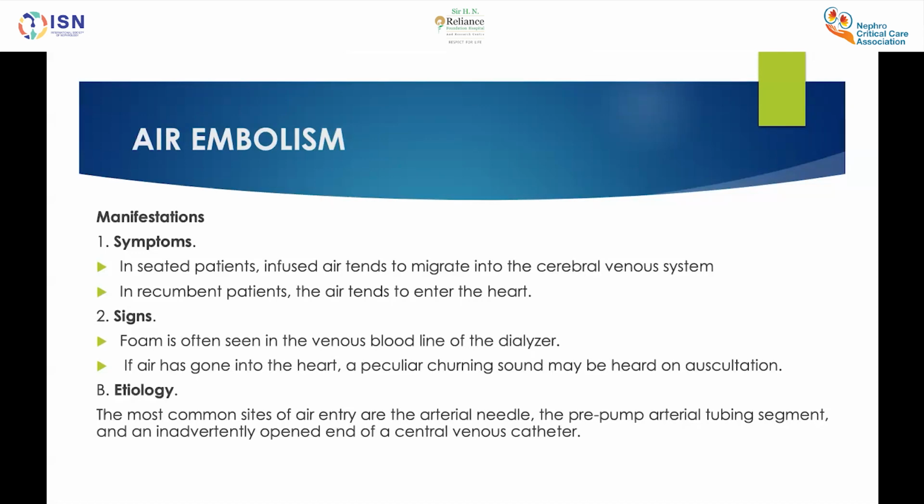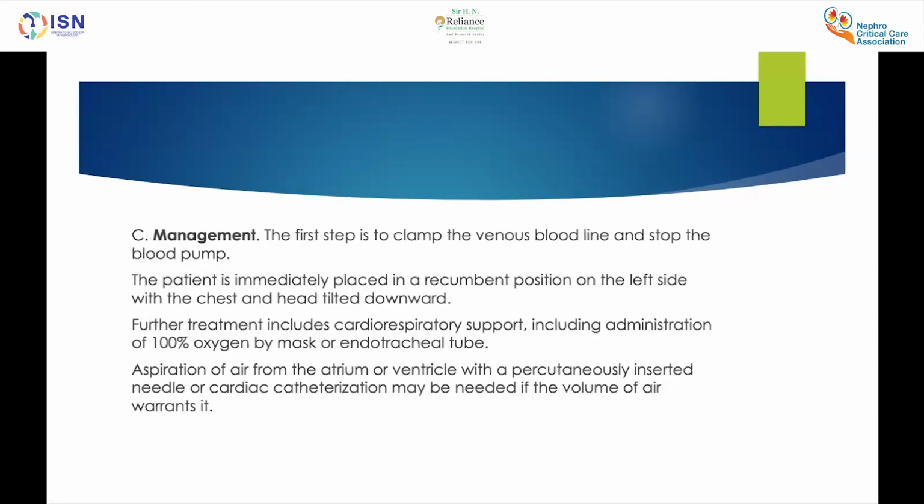And from where does this air enter? The site of arterial needle insertion, the pre-pump arterial tubing segment, or an inadvertently opened end of a central venous catheter. This could be the cause of air embolism. But how do you manage that? The first step is that you clamp the venous bloodline and stop the blood pump, and the patient is immediately placed in a recumbent position on the left side with the chest and head tilted downward.